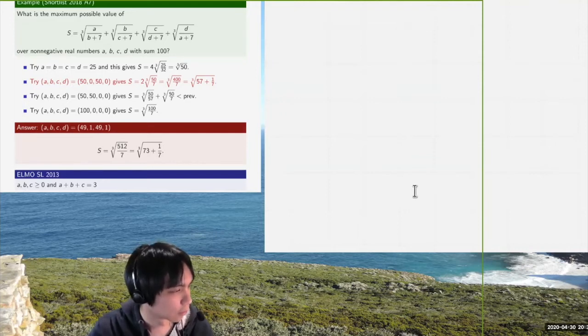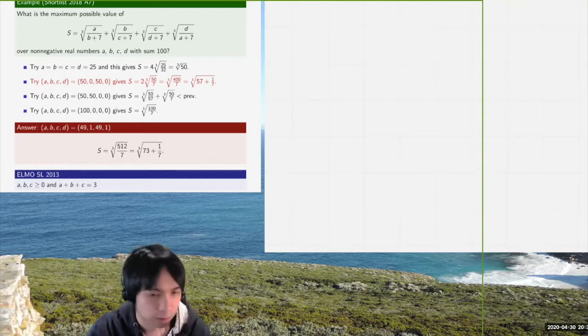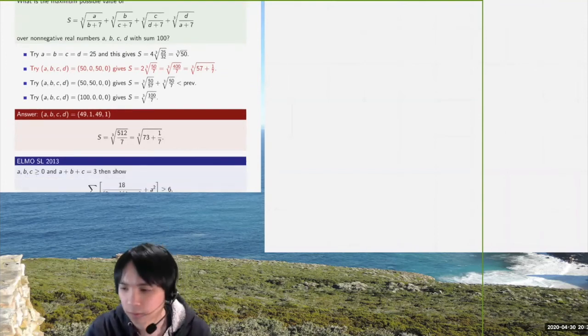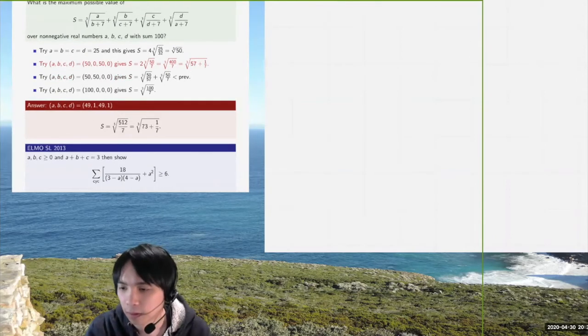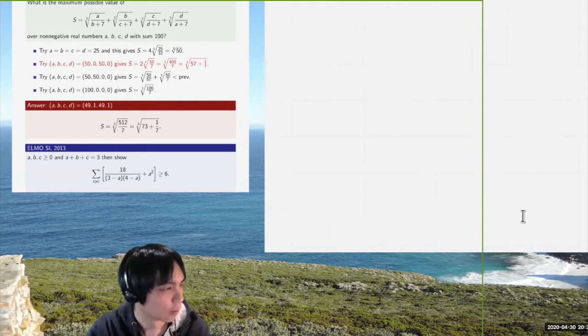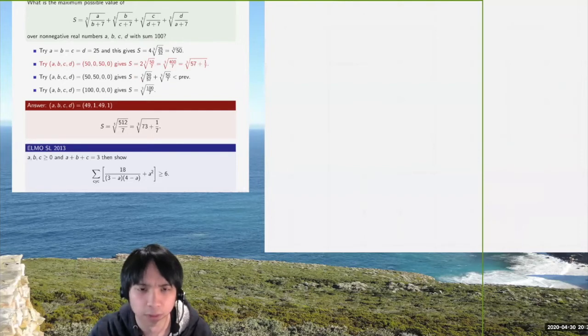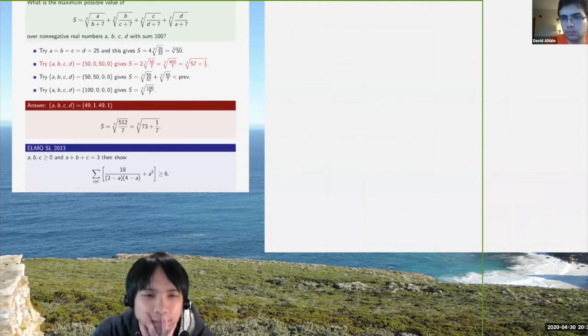Okay, so it's the cyclic sum of 18 over (3 minus a)(4 minus a), minus a plus a squared, should be greater than or equal to 6. Then that's definitely wrong. What's the constant supposed to be? The right hand side's not 6, it should be 21. Wait, why is it minus? Oh, yeah, it's minus. Okay, that's why I'm confused.